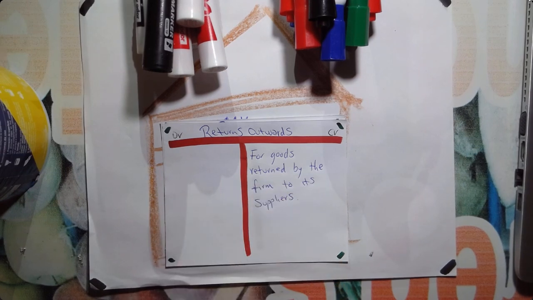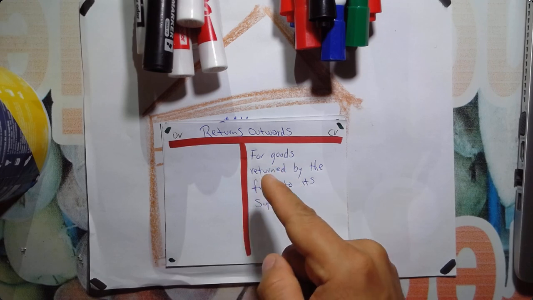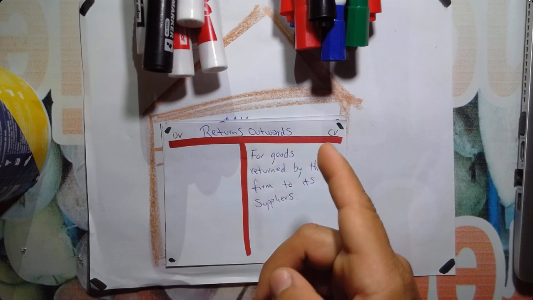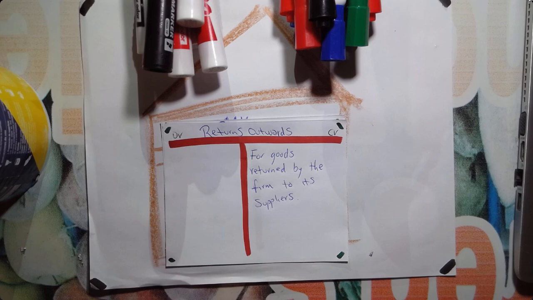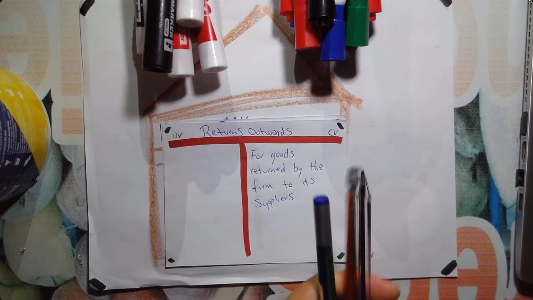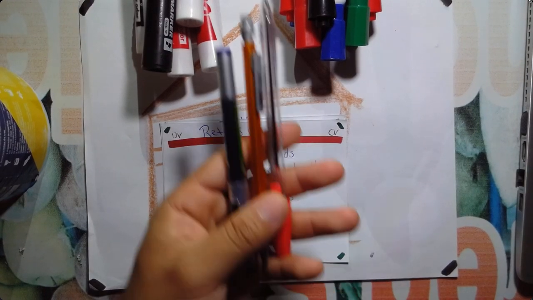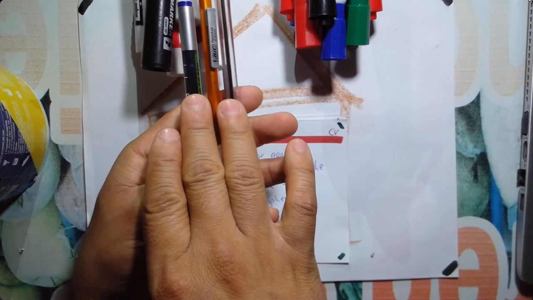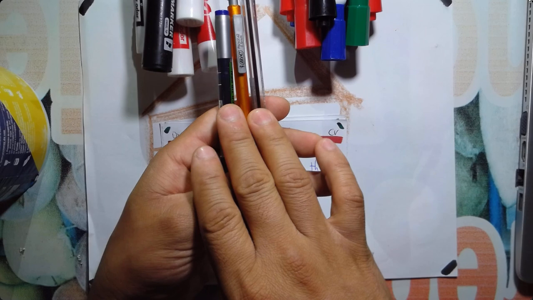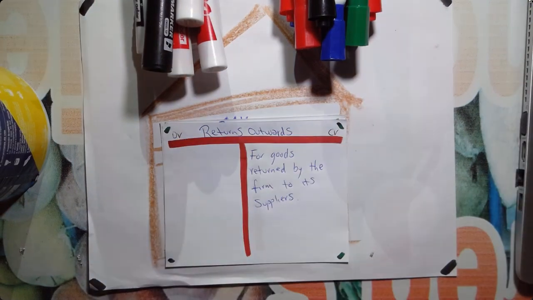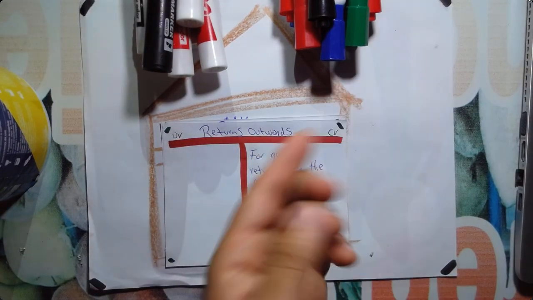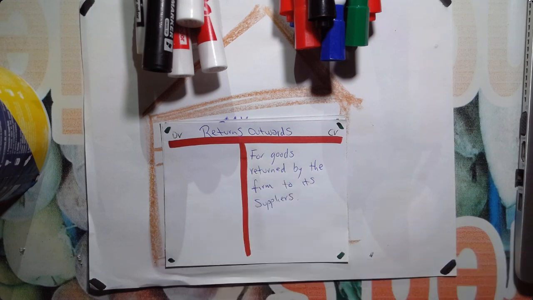How do I know when to use return outwards compared to return inwards? Well, as I said, in this example we had all of this before, including what you see here, but once I return it, this will go out of my shelves. So I have less and it's going out. That's the reason why I use return outwards.